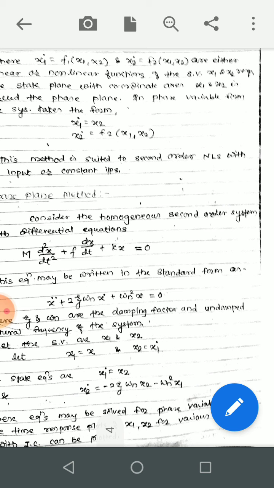So in phase variable form, the system takes the form x1 dot equal to x2 and x2 dot is equal to f2 of x1 x2. So this method is suited to second order nonlinear systems with no input or constant inputs.